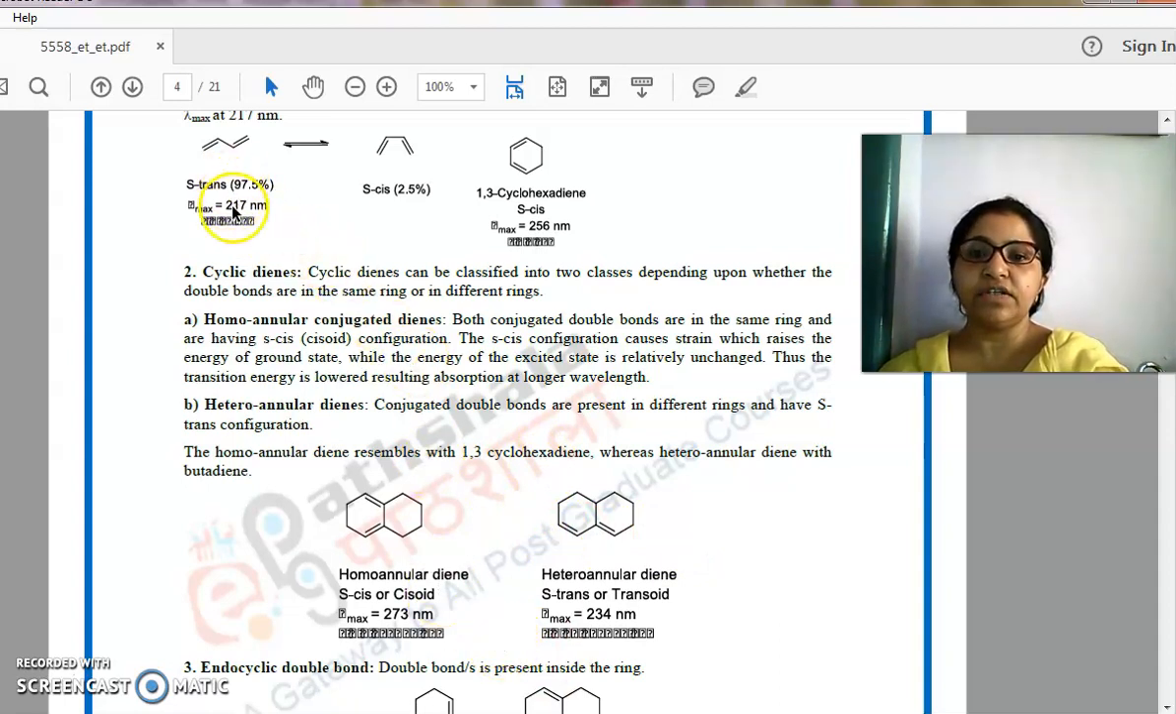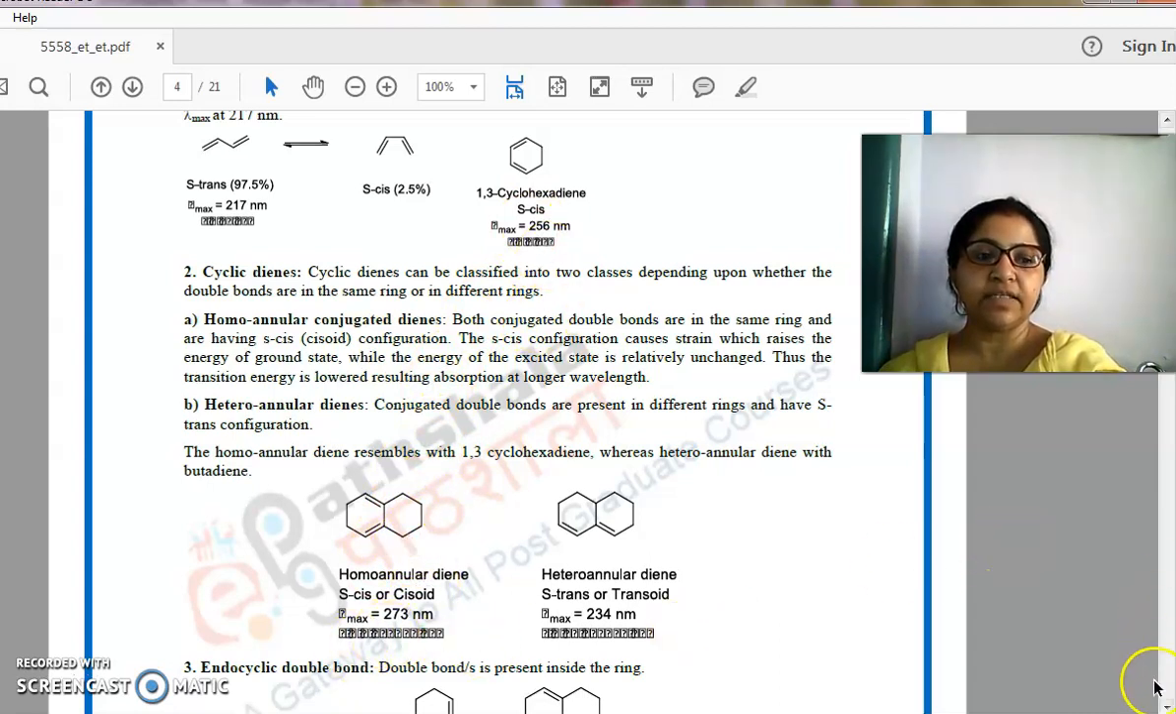Here in case of trans, it was 217. Since the percentage was more, we have the value only for this one. But when it is coming to a heteroannular diene, meaning a cyclic diene, the base value has changed. It is 234. And this one you have a cyclic ring, but it is not having two rings. Therefore, this one and this one are having different base values, 256 and 273.